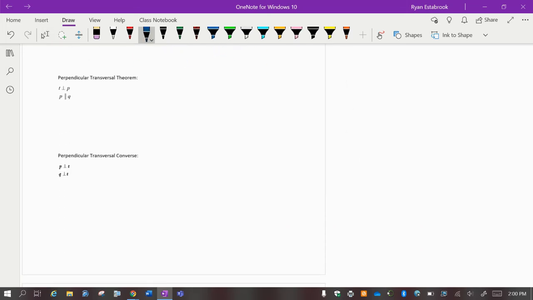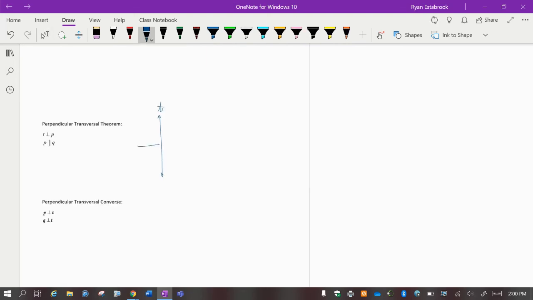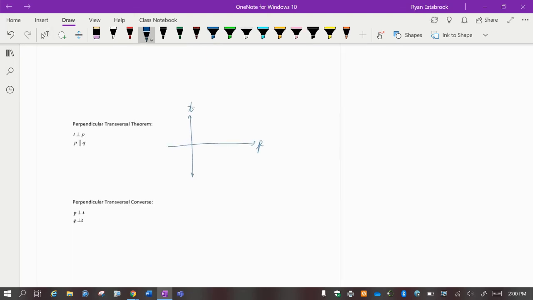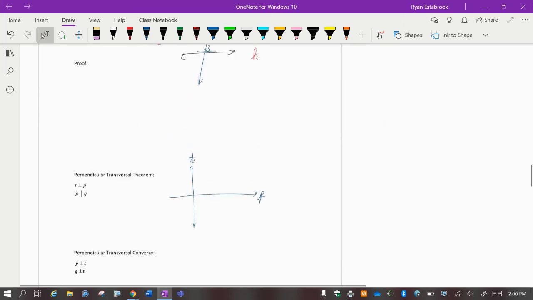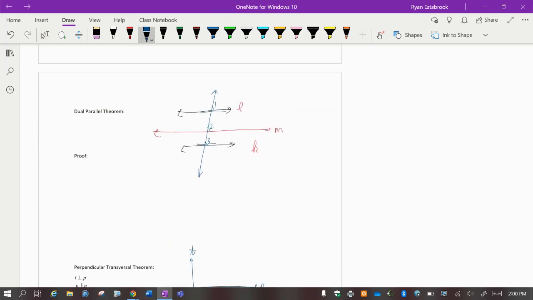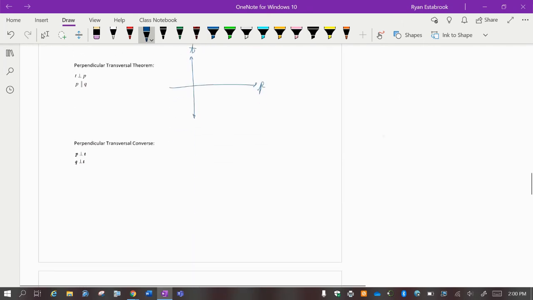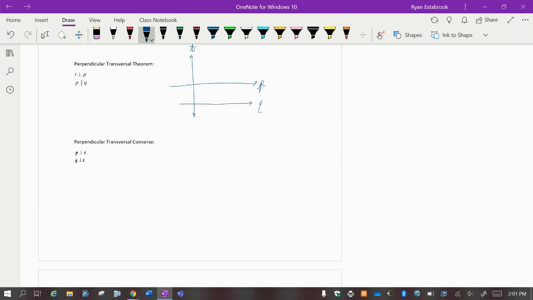Perpendicular transversal theorem. So if I have line T perpendicular to line P, and we have to make the note here that this has to be in the same plane, whereas this one could be three-dimensional, and the dual parallel theorem is still going to work. So if T is perpendicular to P, and if P is parallel to Q, so here is line Q. If these are parallel, the first ones are perpendicular, then what we could say is that T is perpendicular to Q.